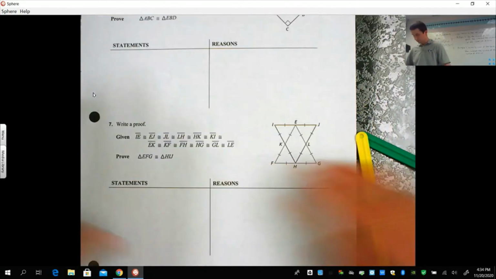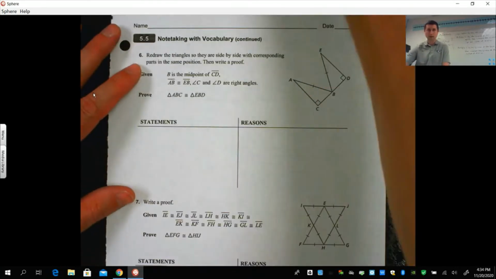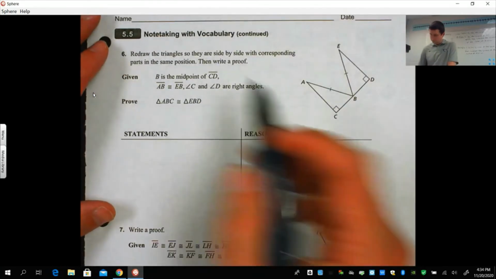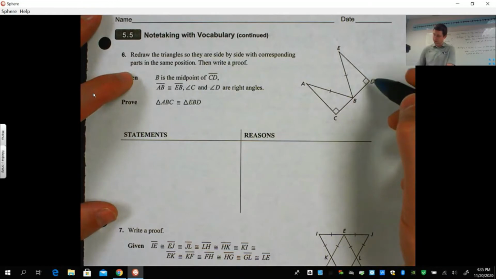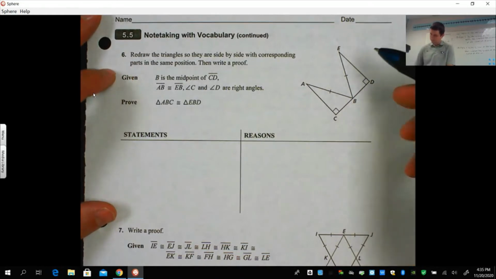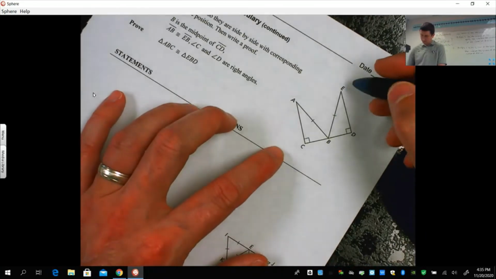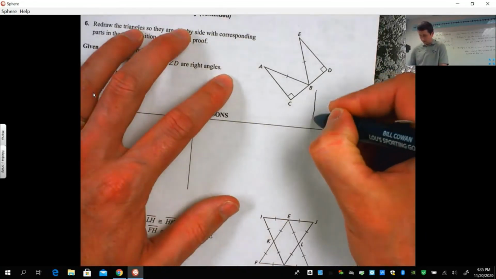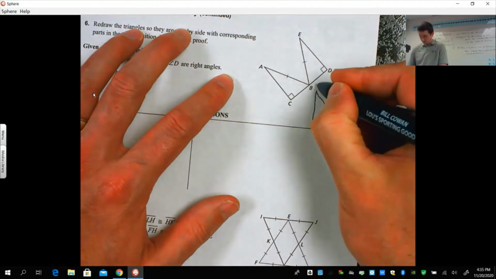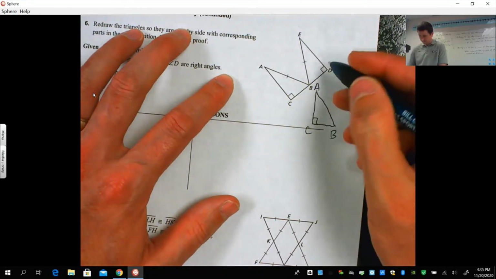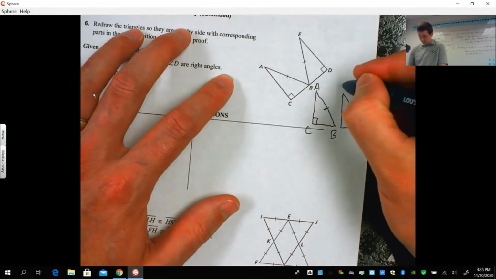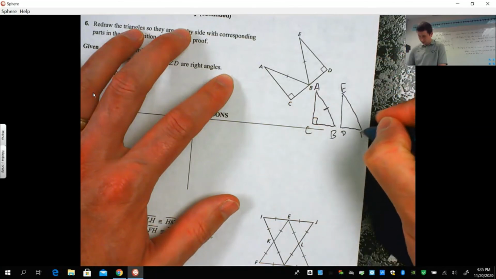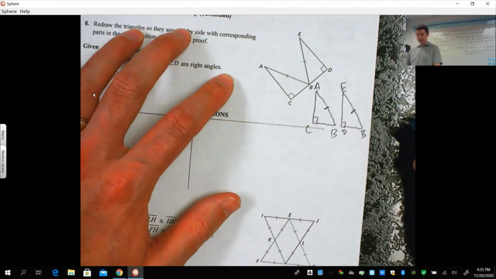Okay, from there, we're going to do one proof together, and then have some examples, questions that aren't in here. You'll need some graph paper with that. Okay, write a proof. They ask us to redraw them side by side with corresponding parts in the same position. What that means is I'm just going to draw my triangles. So here's triangle ACB. Corresponding parts in the same position. Here's triangle EDB. Okay, that's drawing them side by side.